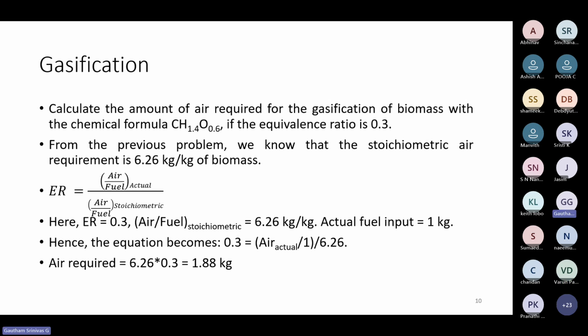And if it's oxygen, pure oxygen, we don't get nitrogen. We also get carbon dioxide.